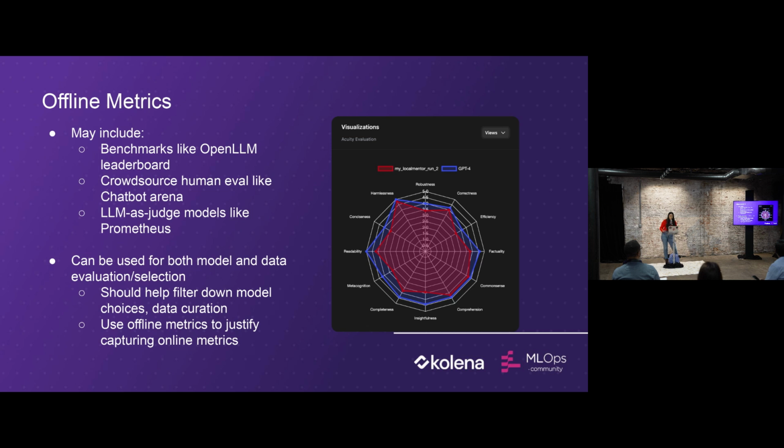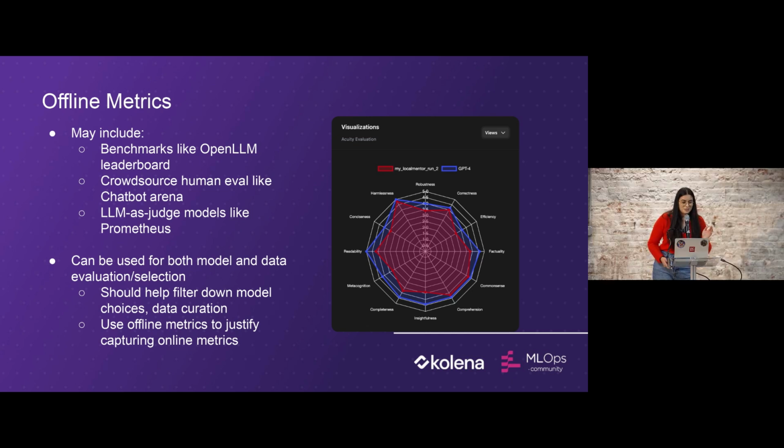Offline metrics can include different types, like benchmarks. You can ground your selection process on benchmarks like the LMSYS Chatbot Arena. You could also use LLMs themselves as judges to identify skills or gaps in skills in your application. And these can be used in model selection, model training, and data curation. Emphasis on all kinds of processes you could use these solutions for, instead of just at the very end.